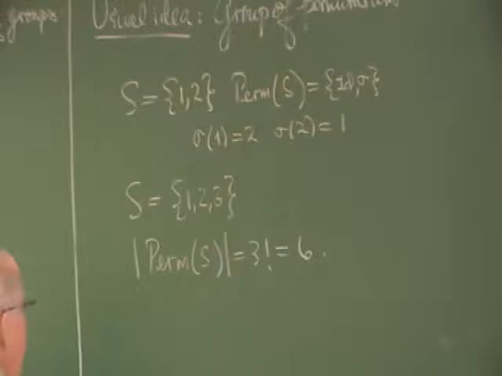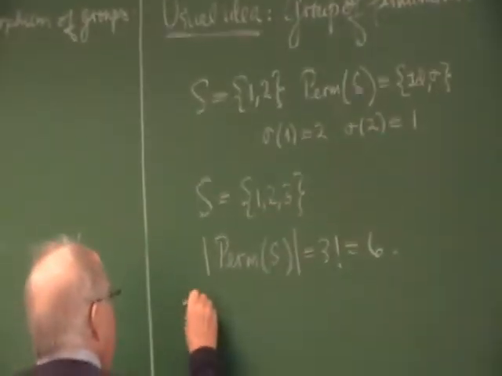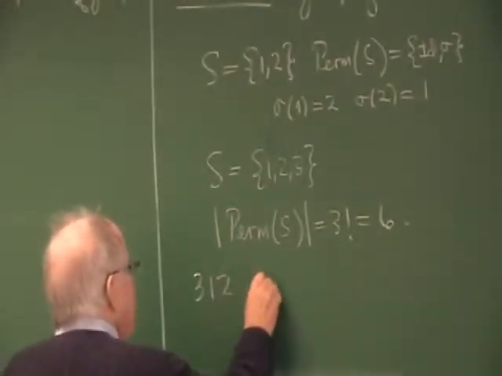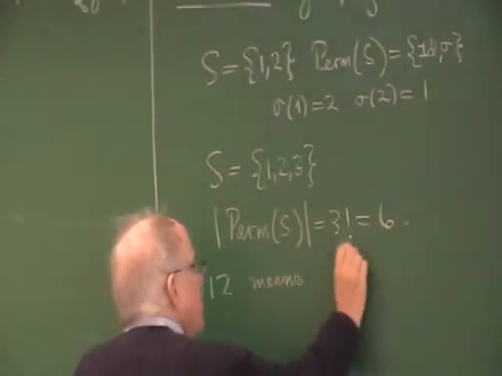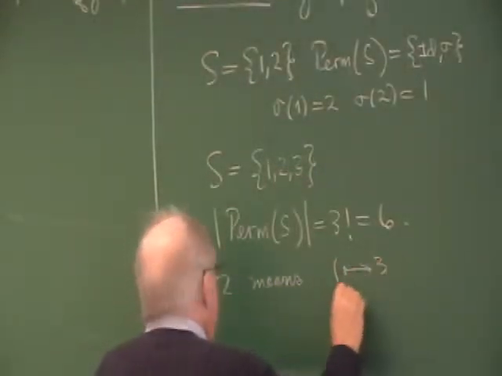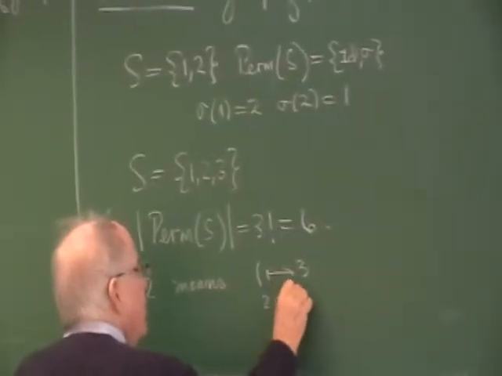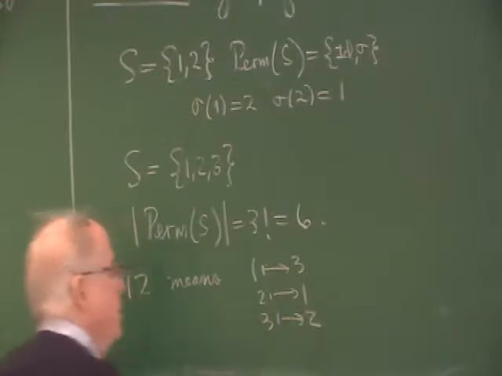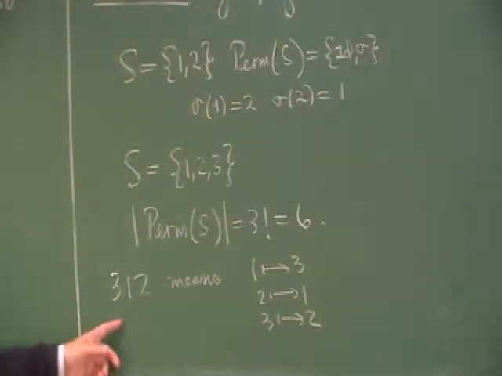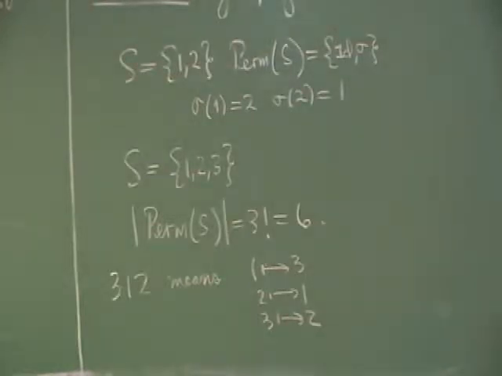And then you ask me, what is a good way to write the thing? One way is to write 3, 1, 2, which means the permutation where 1 goes to 3, 2 goes to 1, and 3 goes to 2. That's called the line way of writing. Somebody calls it the line way of writing. You just write it.